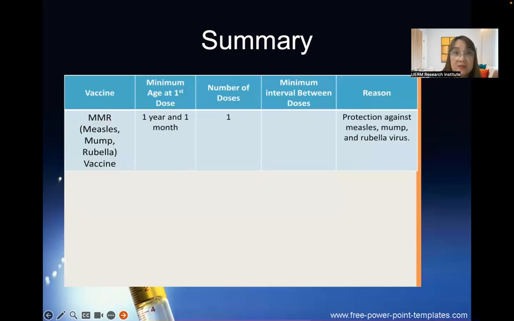And the combination of measles, mumps, rubella vaccine is given at 1 year and 1 month. It's 1 dose, and the protection is against the measles, mumps, and rubella virus.